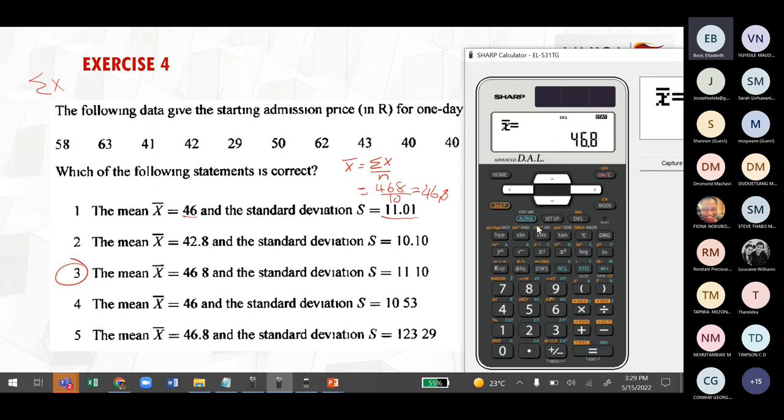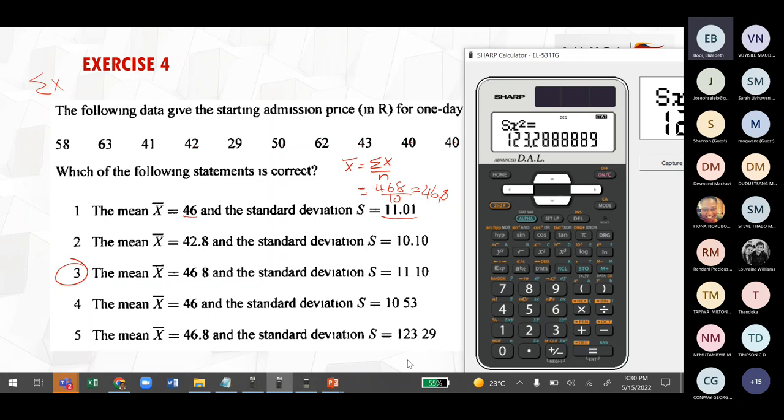Same thing, you can calculate your standard deviation: alpha, button number 5, and you press the equal sign, and it's 11.10. Now, what if they ask you, what is the variance? I forgot to also show you on the Casio. For the variance, you just press the X squared button. It will give you SX squared, which is your variance, and then you press the equal sign. So that's how you will do it.